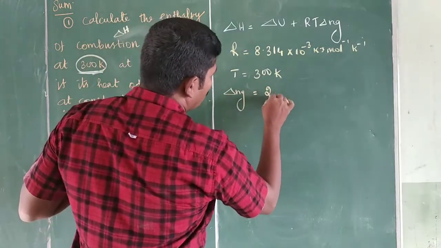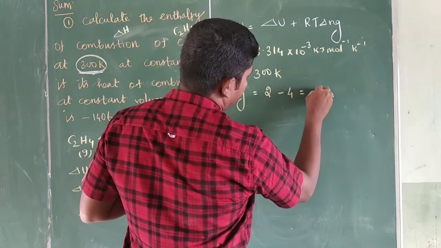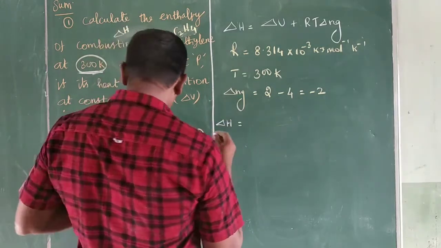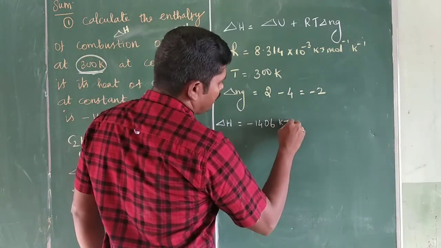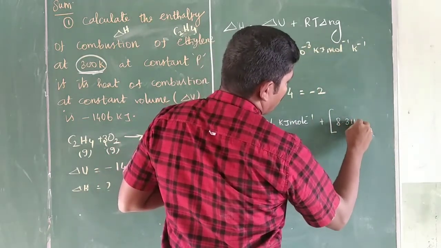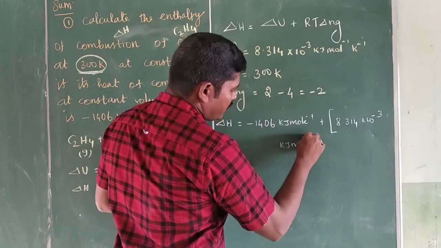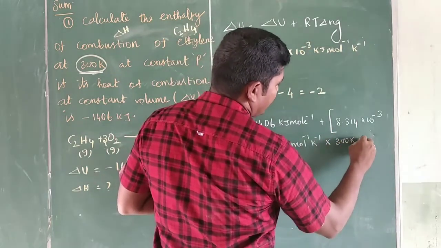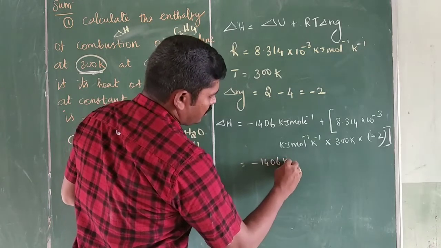So carbon dioxide is 2, minus the reactant side, 3 plus 1, 4, which is equal to minus 2. Therefore del H is equal to del U, minus 1406 kilojoule mole inverse, plus R, 8.314 into 10 power minus 3 kilojoule mole inverse Kelvin inverse, into T, 300 Kelvin, into del n_g, minus 2.